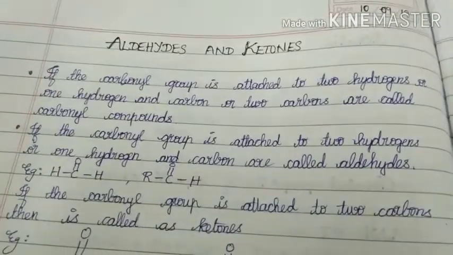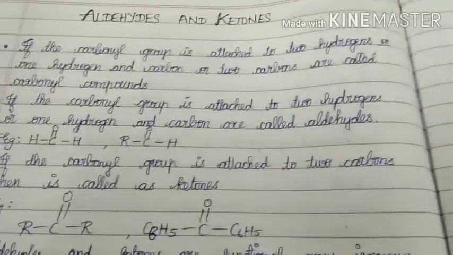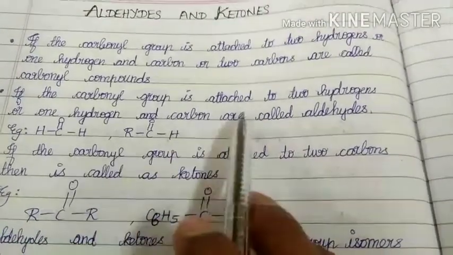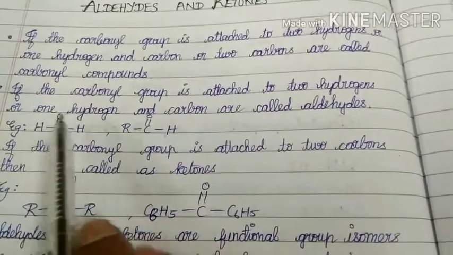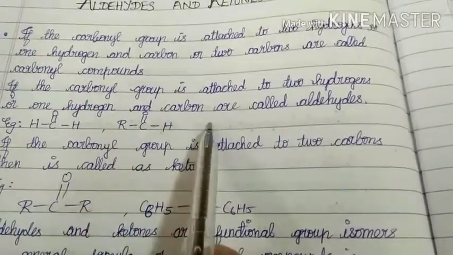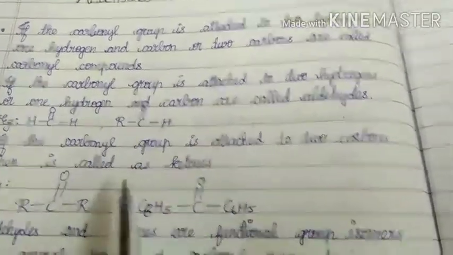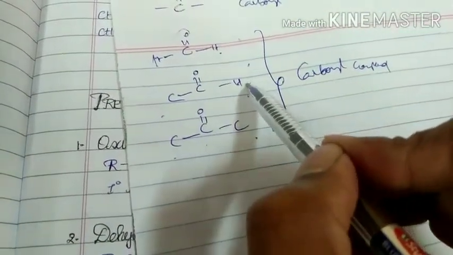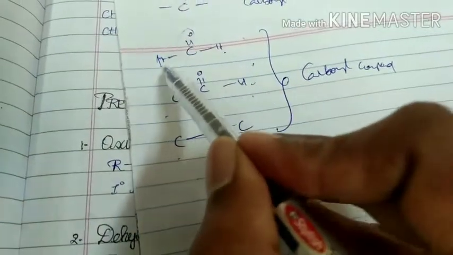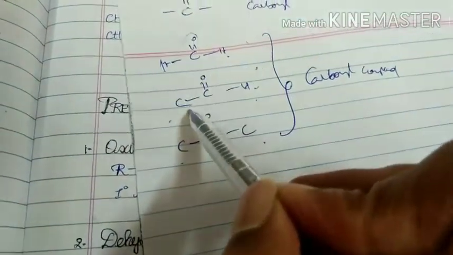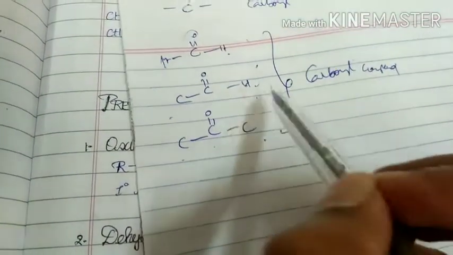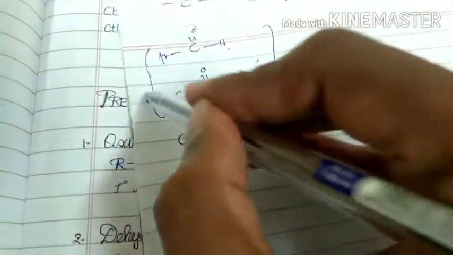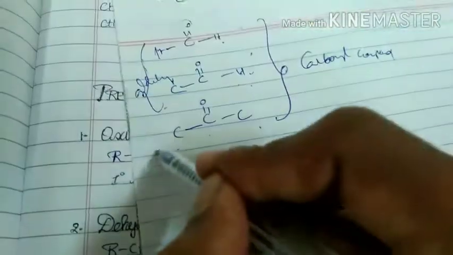Now these carbonyl compounds are classified into two types. They are aldehydes and ketones. What are aldehydes? If the carbonyl group is attached to two hydrogens, or one hydrogen and one carbon, they are called aldehydes. These two examples come under aldehydes. Then this is ketone.